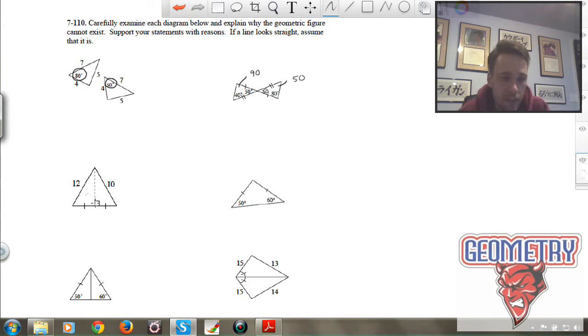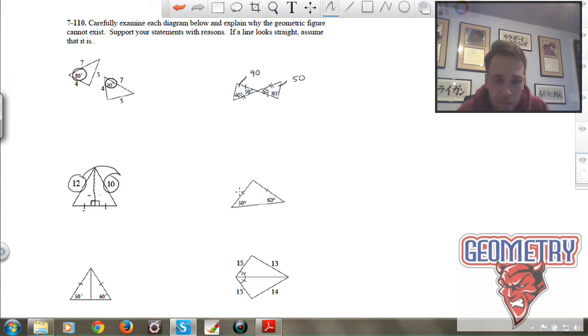In this third diagram, based on the markings, these two sides are the same. This shared side is the same, and the angles here are both 90 degrees, which means these two triangles should be congruent by side, angle, side. However, when we match up the additional side, one of them is 12 and the other one is 10. So even though these markings tell us that the triangles should be congruent by side, angle, side, the two sides that are left over don't match up, which doesn't make any sense.